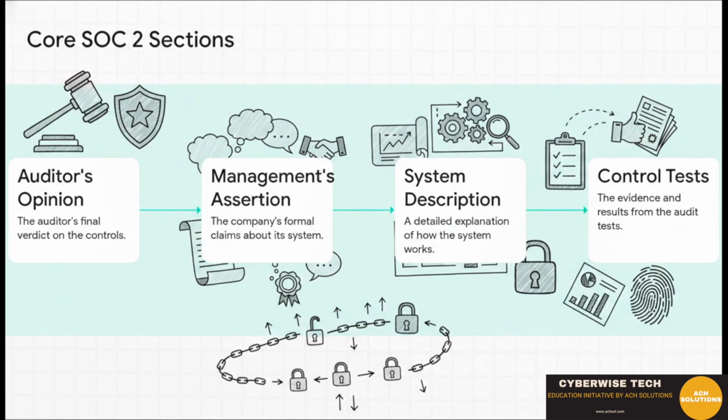Okay, so these reports can be long, like over 100 pages sometimes, but don't worry, they're broken down into four main parts. First, you get the auditor's opinion. That's the final verdict. Then there's management's assertion, which is the company's official claim. After that, you get the system description. This is the juicy part, the story of how everything works. And last but not least, the control tests and their results, the actual evidence.